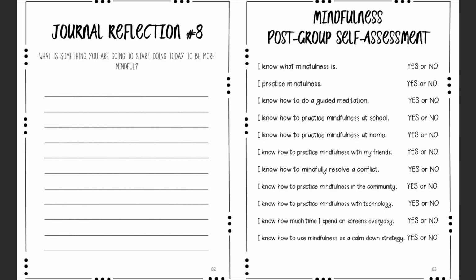Then you have a journal reflection for week 8, and don't forget to do that self-assessment. So you're going to have them answer the same questions they answered before on the pretest, and you can date it or timestamp it by having them complete the Google form, and then you can compare their results.